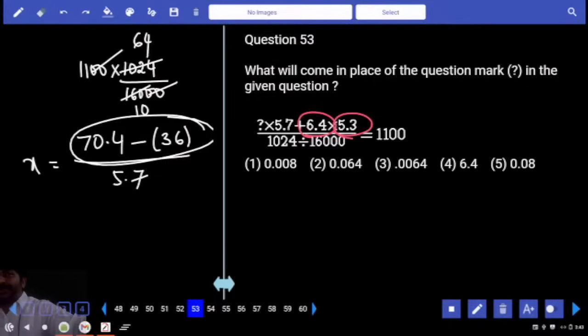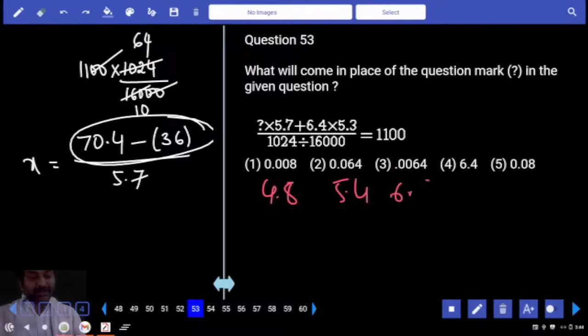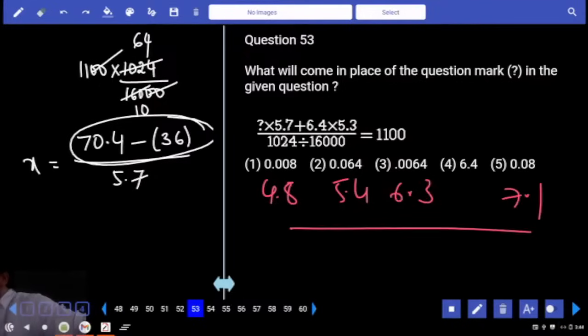There is only one option which is more than 1. 30 something divided by 5 something, value is definitely more than 1. There is only one option. You really need to worry if options are 4.8, 5.4, 6.3, 6.4, 7.1. If options are like this, then we need to find out exact number. You got it?